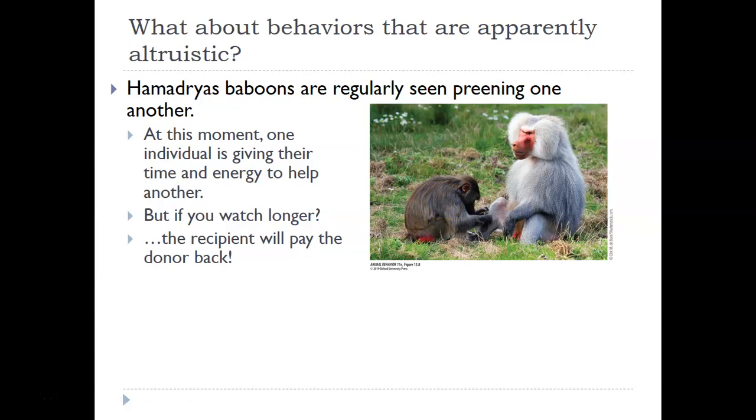That's what we'll be talking about on Tuesday: is there a benefit to this individual who's paying an apparent cost at this moment? Is he going to benefit from this situation in some other way, or is he going to benefit from it later on?